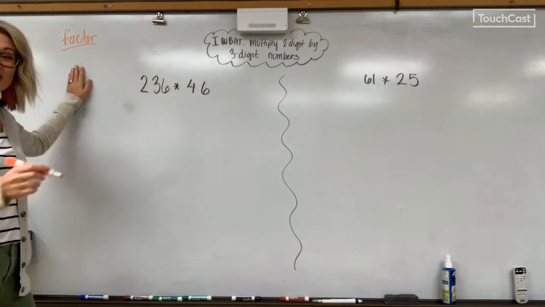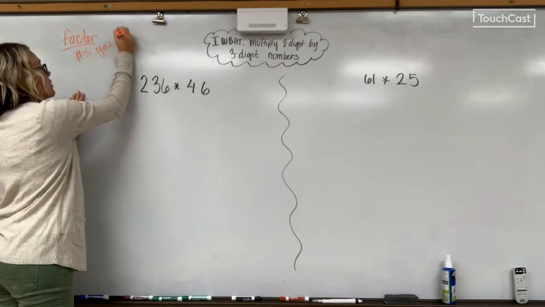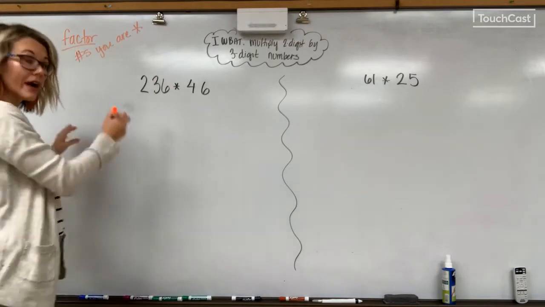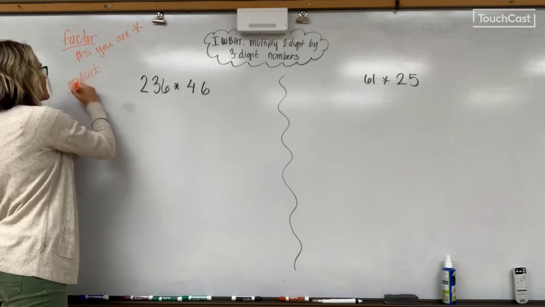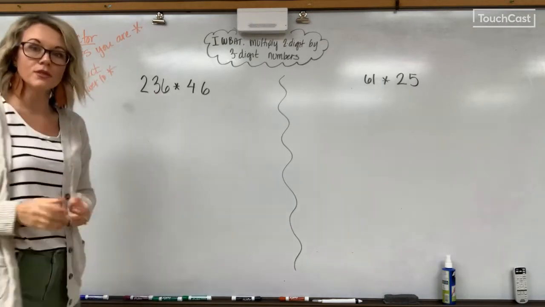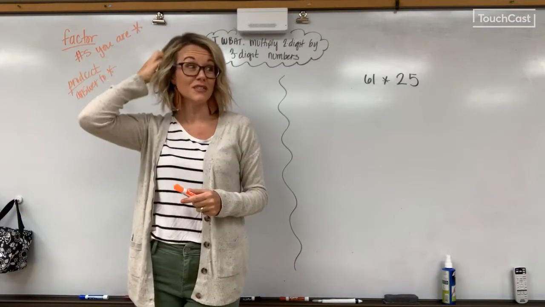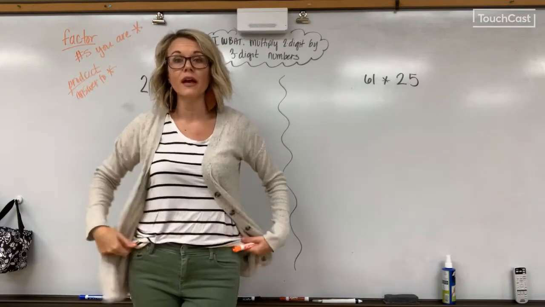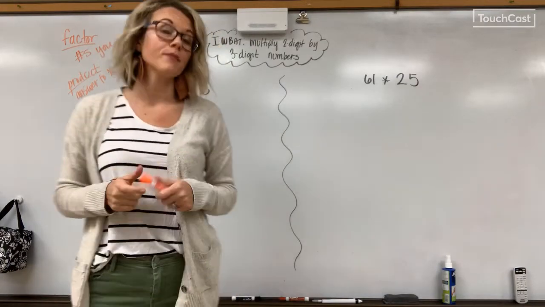So a factor is the number that you are multiplying. So they're numbers you are multiplying. And then a product is the answer to a multiplication problem. So those are two vocabulary words that we're going to be using non-stop during this unit and really the rest of the year. So we got to make sure we know a factor is the number we're multiplying and a product is the answer to what we're multiplying.